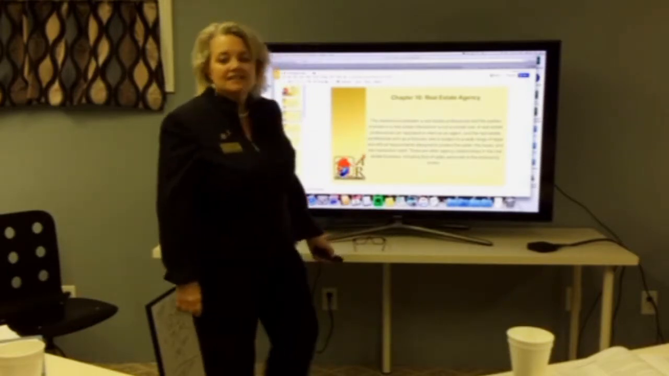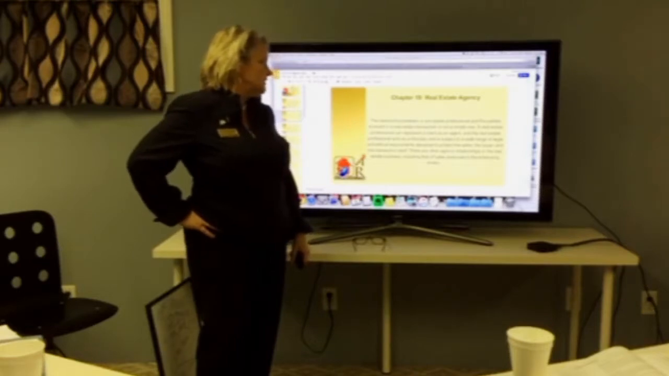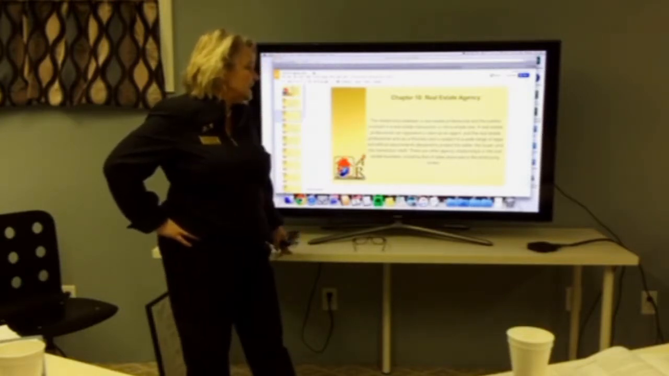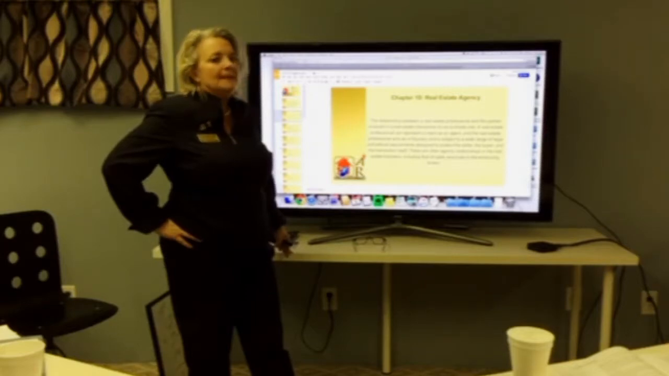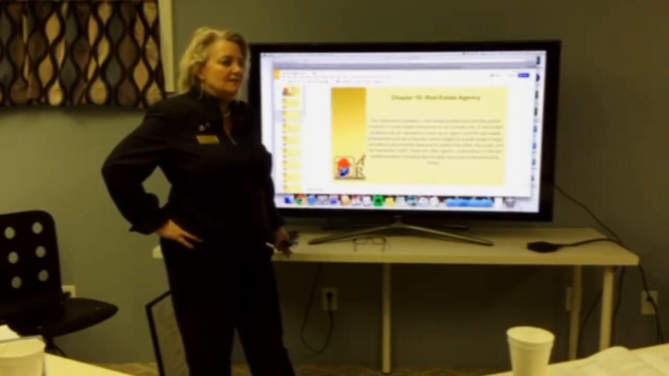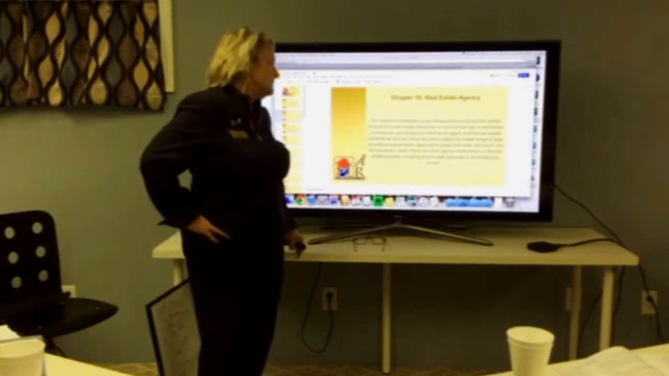Okay, so real estate agency. The relationship between a real estate professional and the parties involved in the real estate transaction is not a simple one. A real estate professional can represent a client as an agent, and the real estate professional acts as a fiduciary. So my friend always says, think of fiduciary like you're Fido the dog fighting for them. That's how you can tell if you're giving them fiduciary, if you're protecting them.